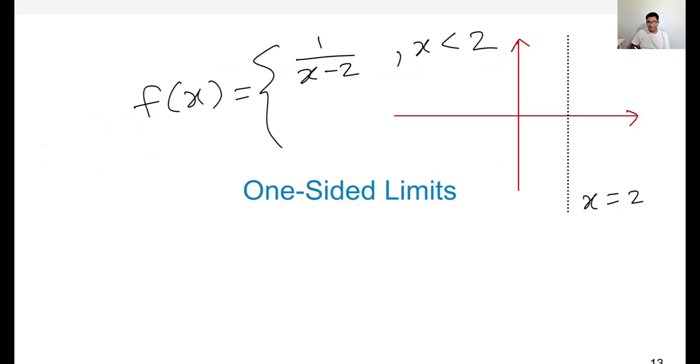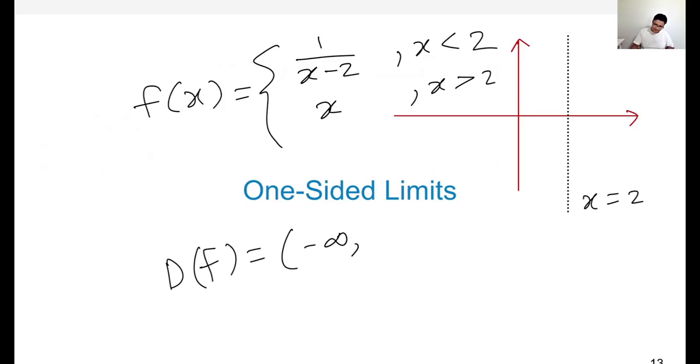Okay, and then you say that it is equal to simply x for x greater than 2, right? And you can define it to be anything, but just not define it. Okay, you have this function defined, the domain of that function, in this case, would be negative infinity to 2 union 2 to infinity, if you define it. Okay.